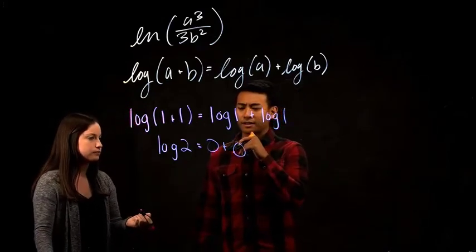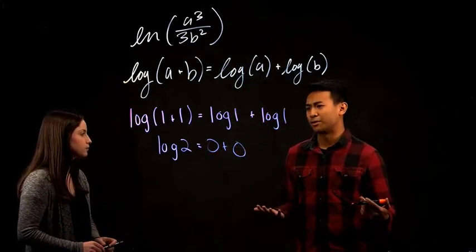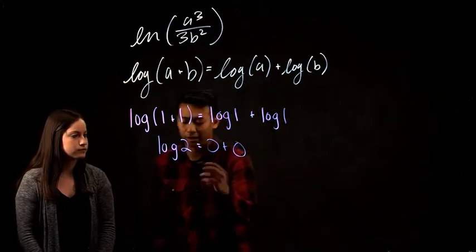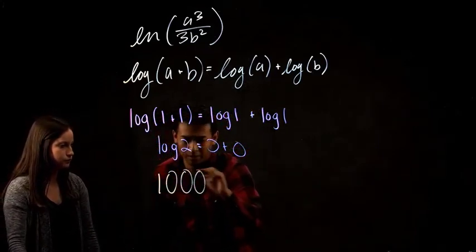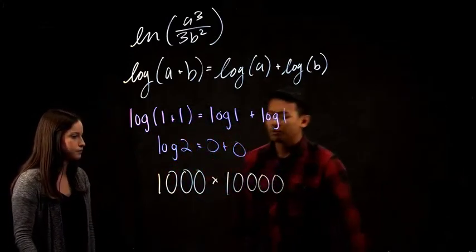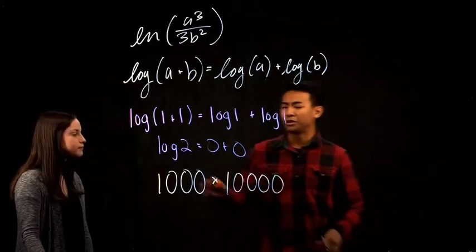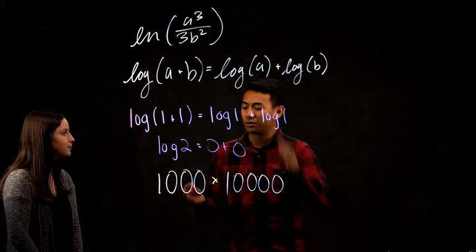Let's see. Since the logs are basically inverses of exponents, let's think of it as a way if we're multiplying exponents. Or let's think about multiplying 1,000 with 10,000. Usually if I do that, I just count the number of zeros. There's 3 here and 4 here. I would add them together, so it would have 7 zeros, and I would just put a 1 in front.